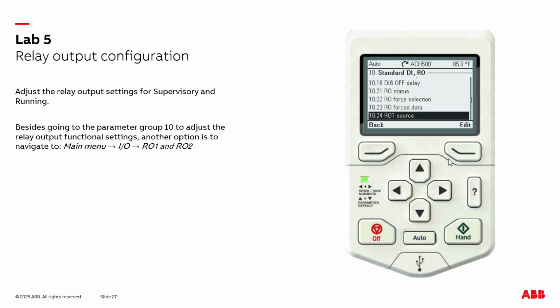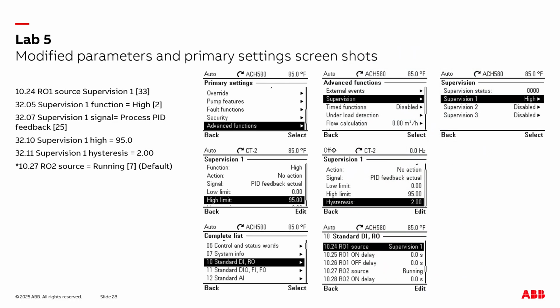So we'll save that. And now the second relay that's wired in series is relay output 2. Parameter 10.27 controls the function of relay output 2. Now, that is by default running, so we do not need to adjust that parameter at all. This completes the programming for Lab 5. Here for reference are the newly added parameters to the modified parameter list in Lab 5 and screenshots where I made adjustments to the settings.